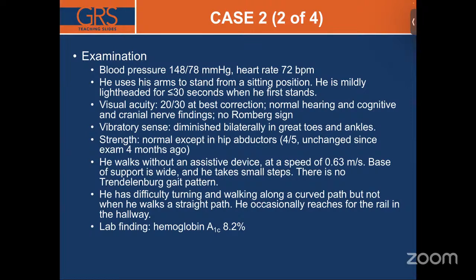He walks without an assistive device at a speed of 0.63 meters per second. Base of support is wide, and he takes small steps. There is no Trendelenburg gait pattern. He also has difficulty turning and walking along a curved path, and not when he walks a straight path. He occasionally reaches for the rail in the hallway. The lab findings: his hemoglobin A1C is 8.2.